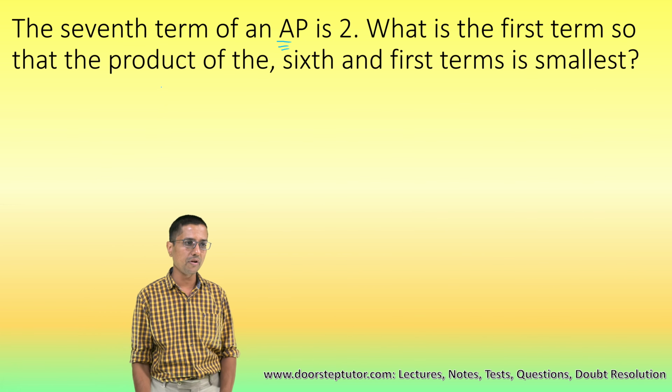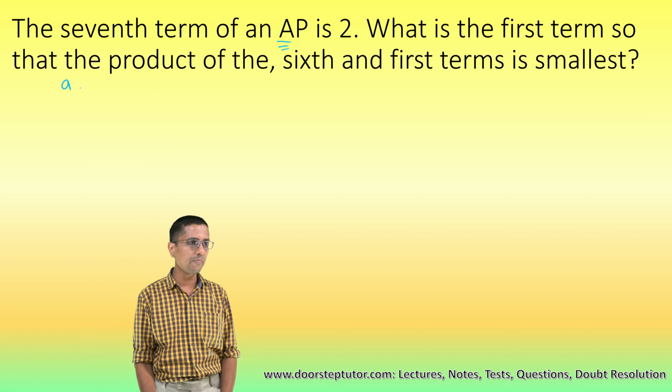We will be focusing specifically on such problems where we have to use the combination of concepts. So from our arithmetic progression, we know that the seventh term of the AP would be A1 plus (n minus 1), which is 7 minus 1, into D. Now this has been given to us as 2.